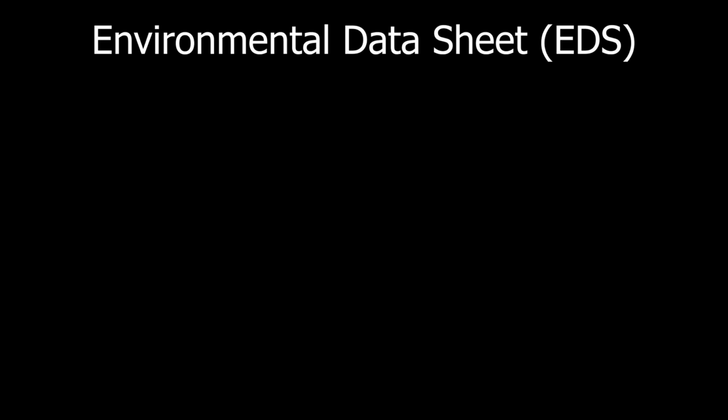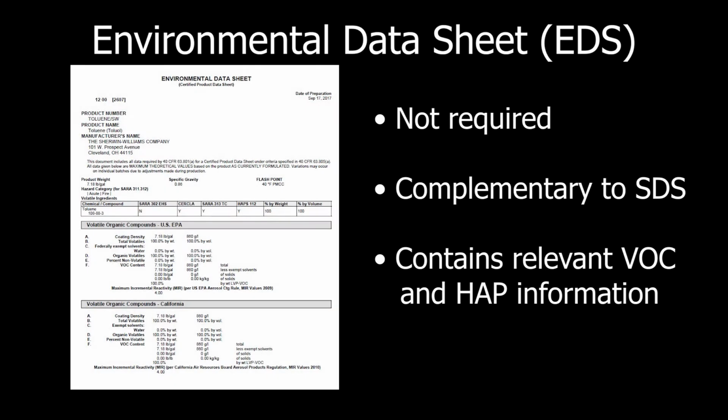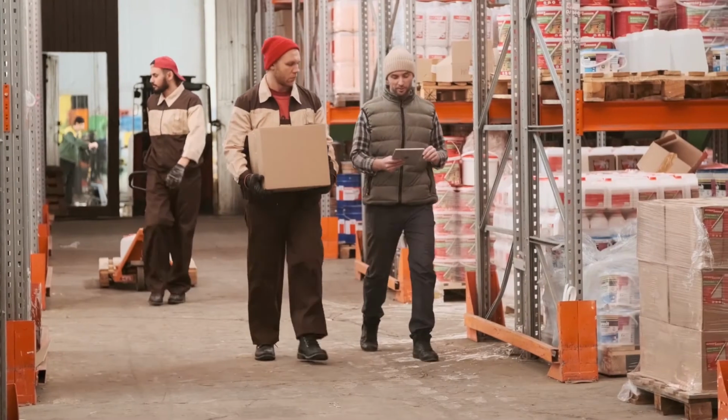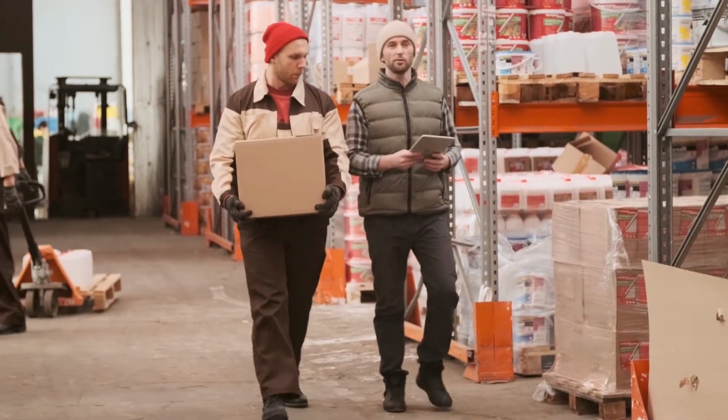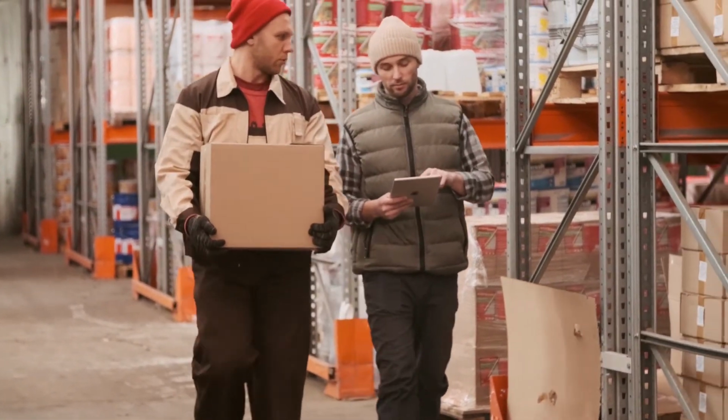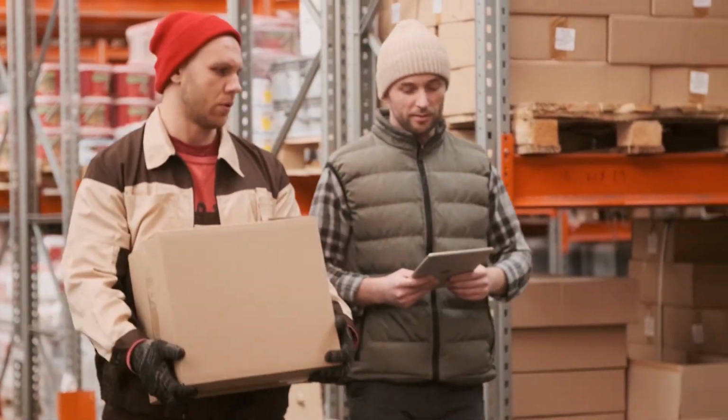An EDS is a document that gives information in regards to environmental considerations such as air quality, water quality, and toxic waste disposal. If a manufacturer supplies an EDS, there is a good chance it will have the HAP and VOC information you need. At this time, EDSs are not required to be formatted under the Global Harmonization System, however, they are a good companion document to your SDS documents.